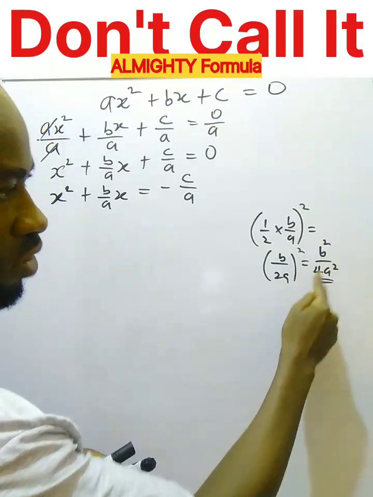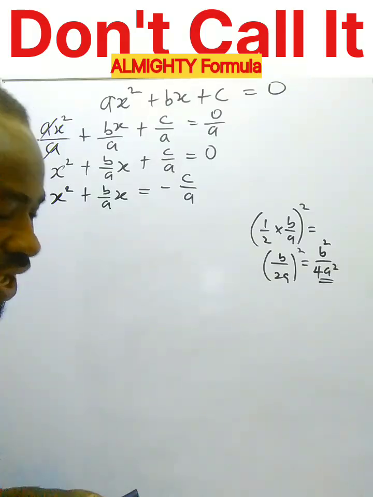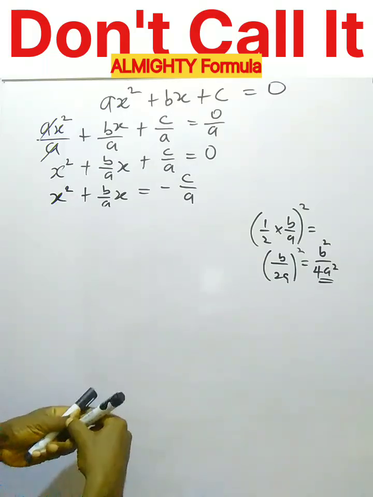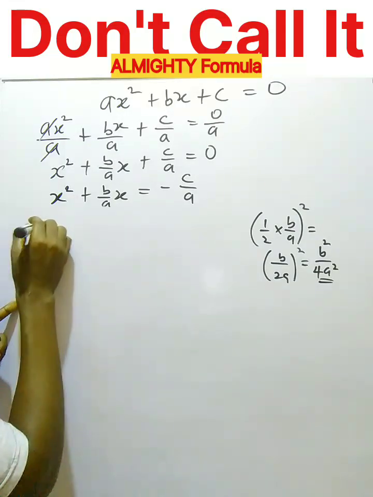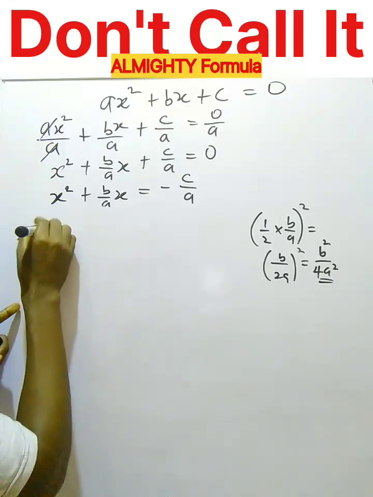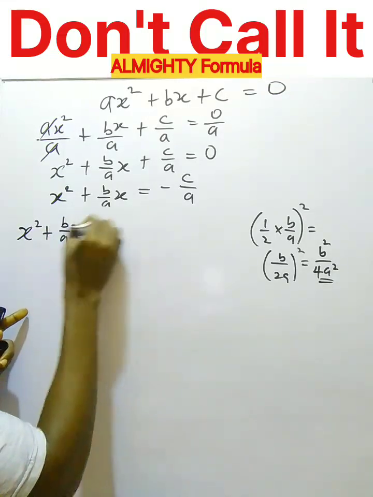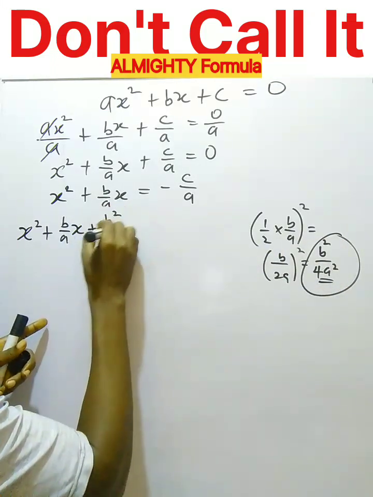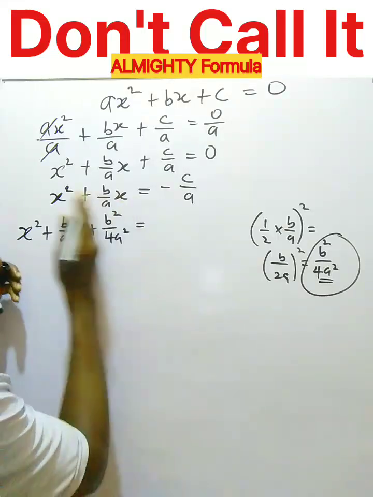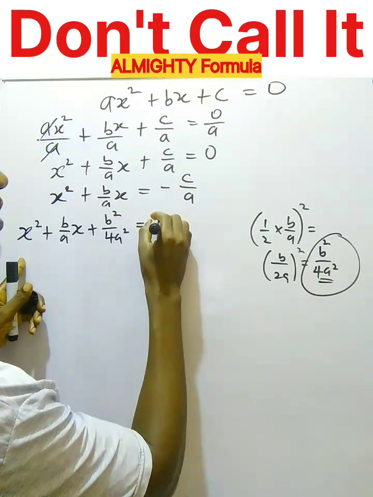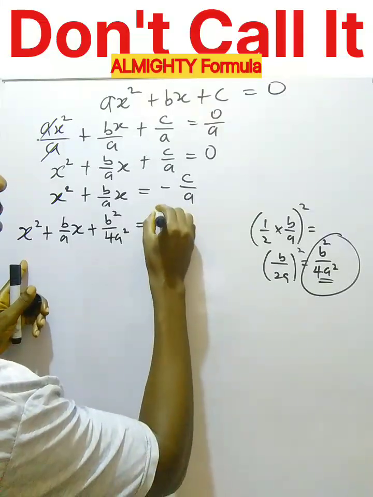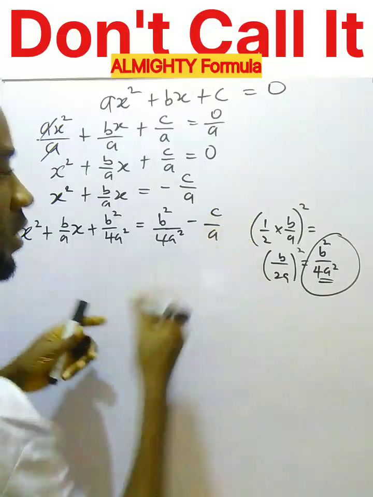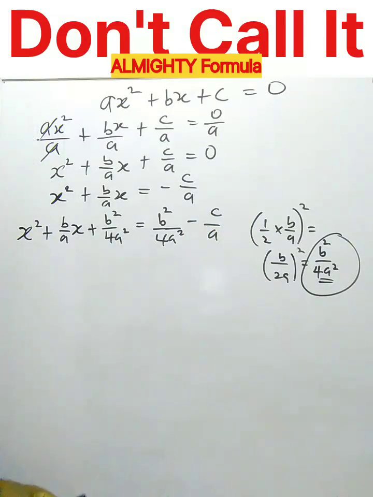Okay, so this b squared over 4a squared, this is what I'm going to add to both sides, because that is what will be added to make this left hand side a perfect square. So I'm going to add it now. So I'm going to have my x squared plus b over a x, that's this. Now I'm adding this term, b squared over 4a squared, on this left hand side. I'm also going to add it to this right hand side, which is b squared over 4a squared, then minus c over a. Okay, so I've added it to that side.